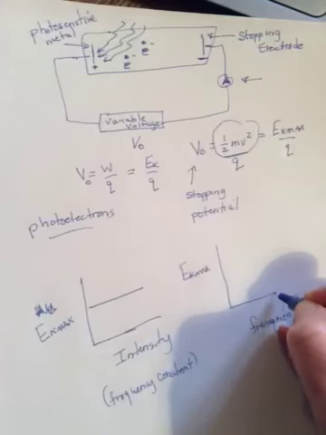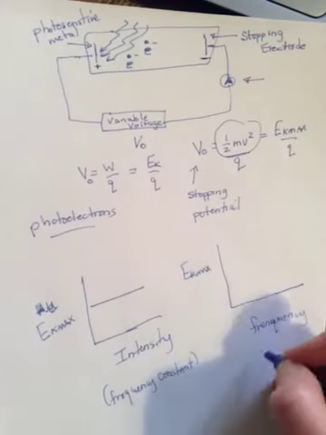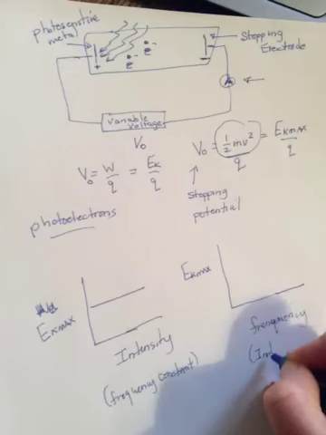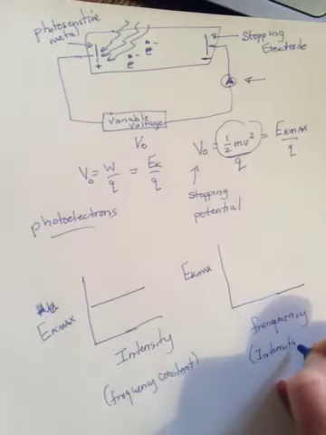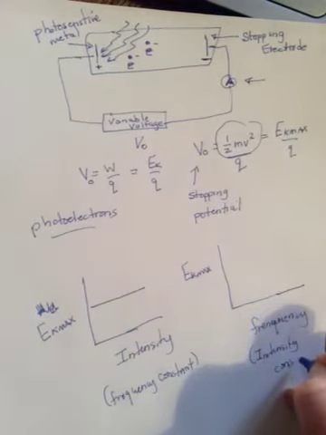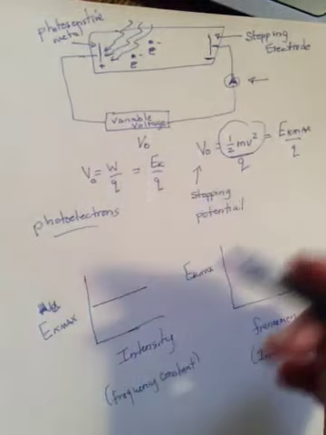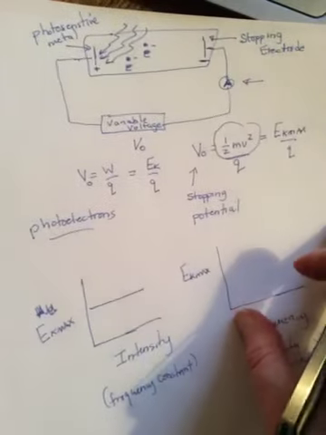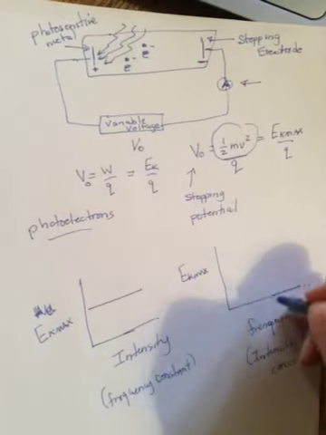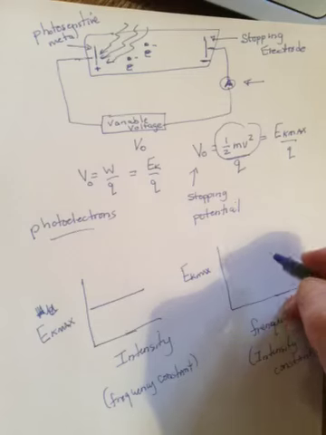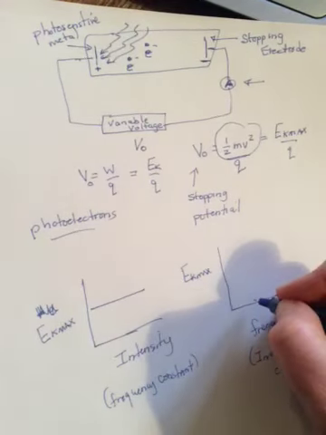But when I do this for frequency, so now my intensity is constant, the brightness of the light isn't changing, but I'm going to change the frequency of the light. I'm going to first maybe shine red and then blue and then green. I'm going to change the frequency. And what effect does increasing the frequency of the light have on the kinetic energy?